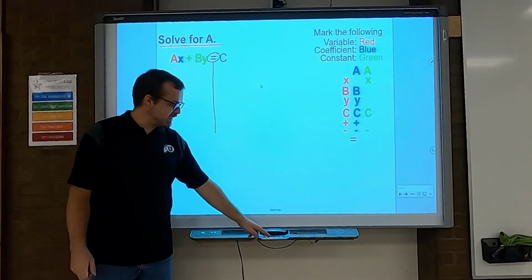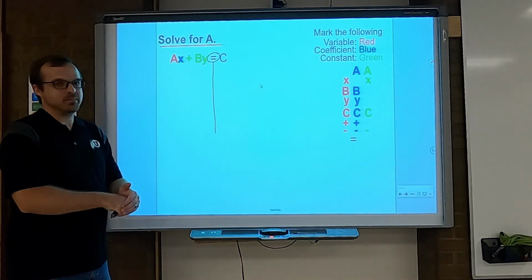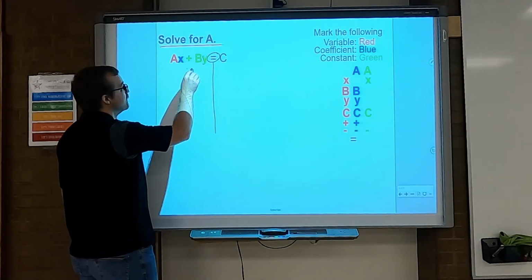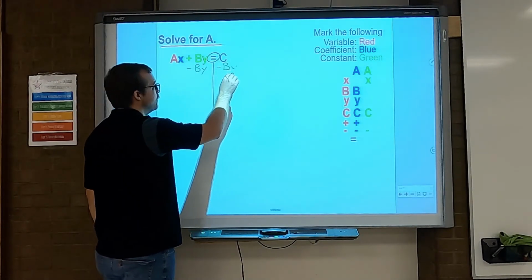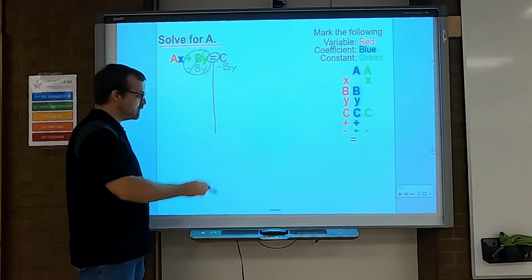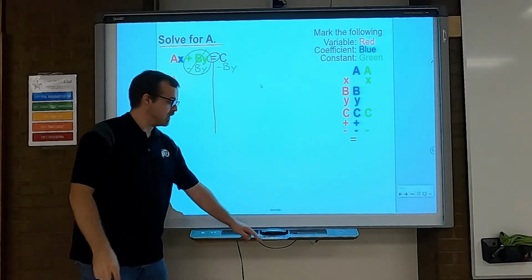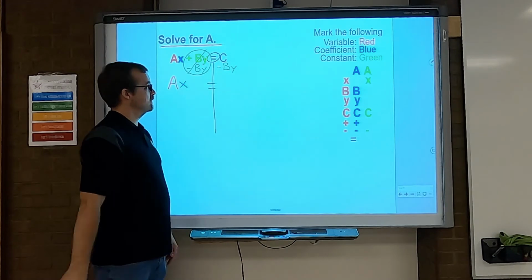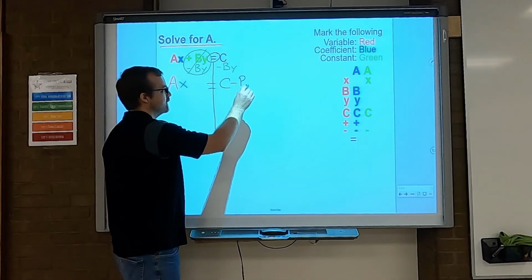All right. First thing that we get rid of always is the constant. How do we get rid of plus by? Minus. Just like on the last problem, we are going to minus by. Subtraction property of equality says to subtract it off of both sides, though. By minus by is 0. That leaves me with a, x, my variable, my coefficient, equals c minus by is just c minus by.